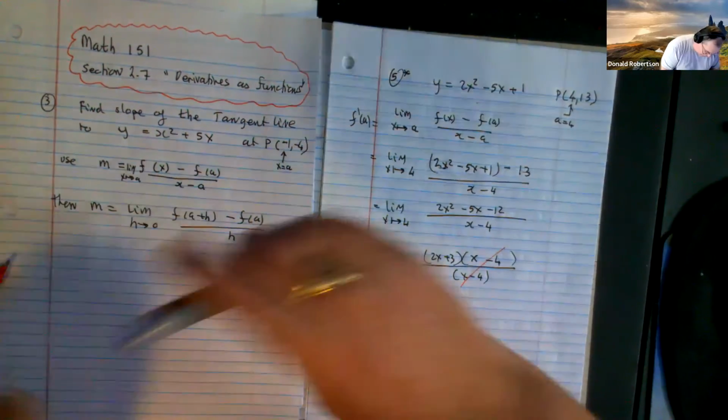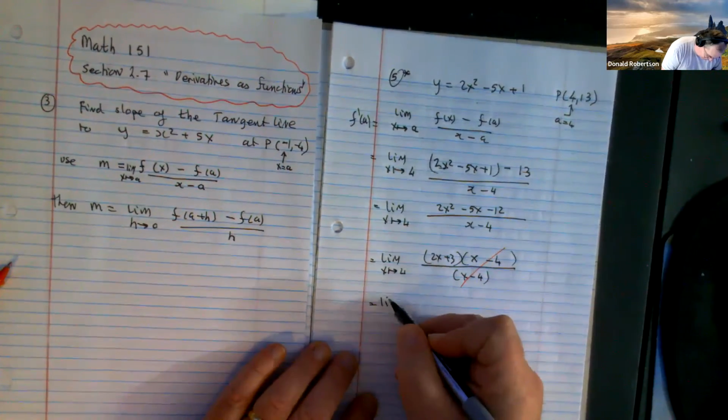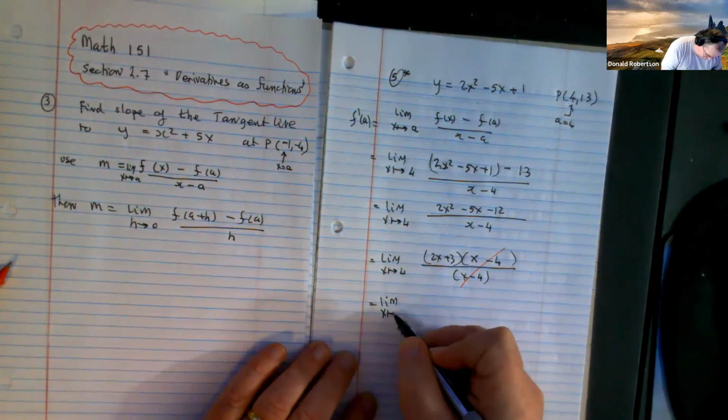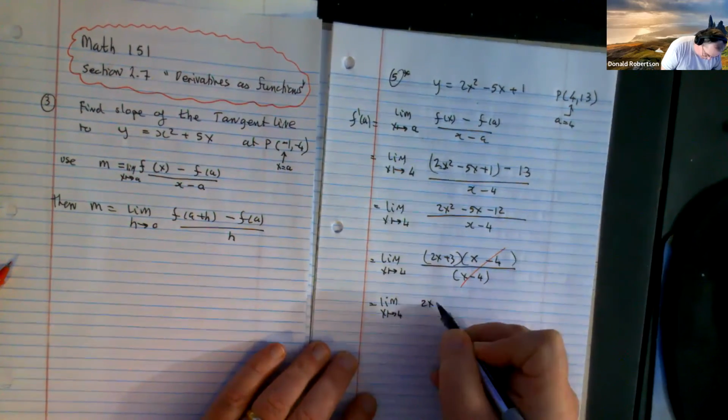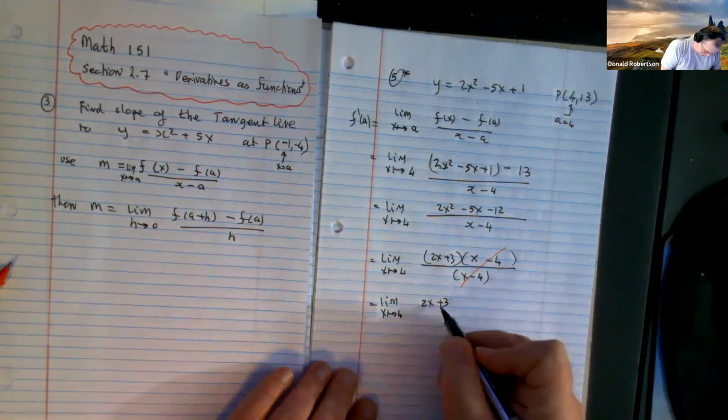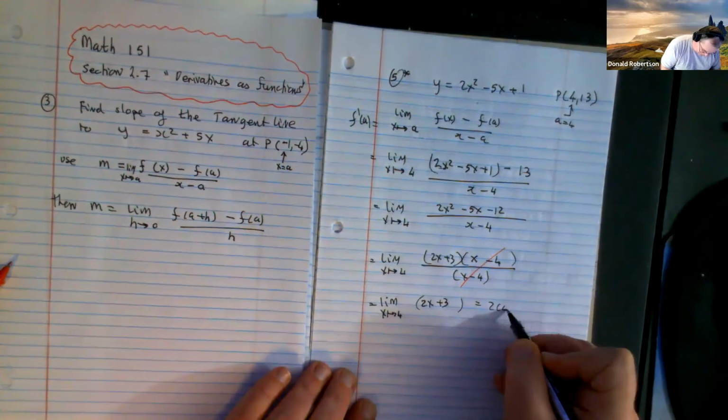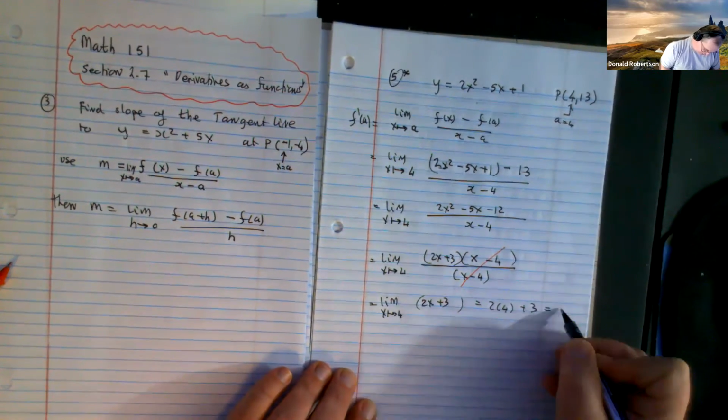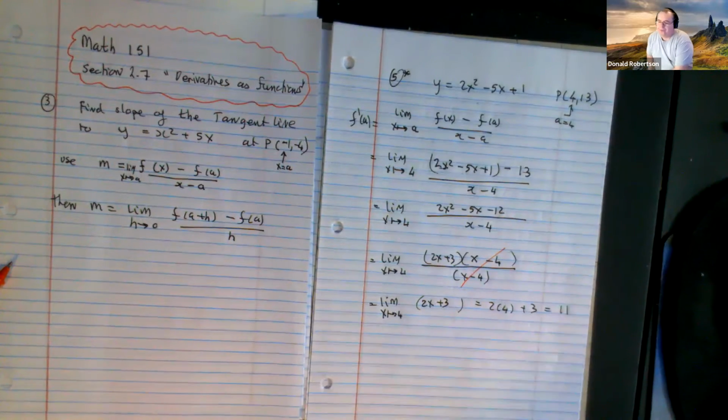And now you have got the limit as x tends to 4 of 2x add 3. And we can do that by simply just plugging in 4. And I believe the answer is 11. So the slope of the tangent line ended up being 11. And then you can do other stuff after that. You like?